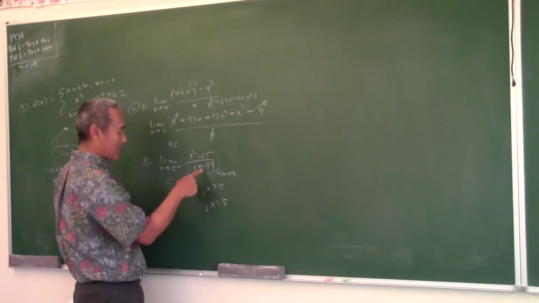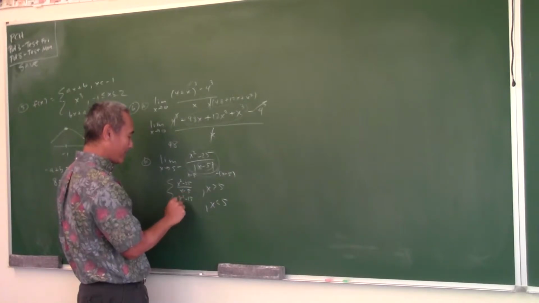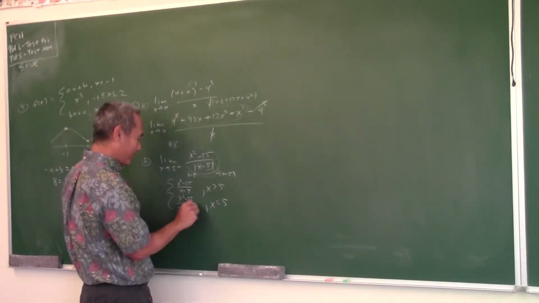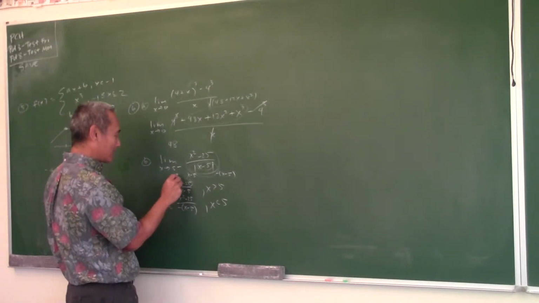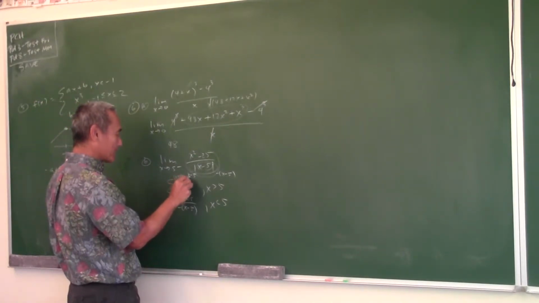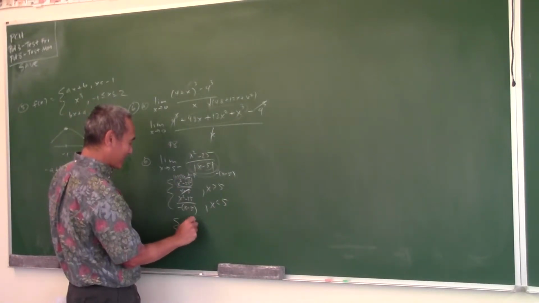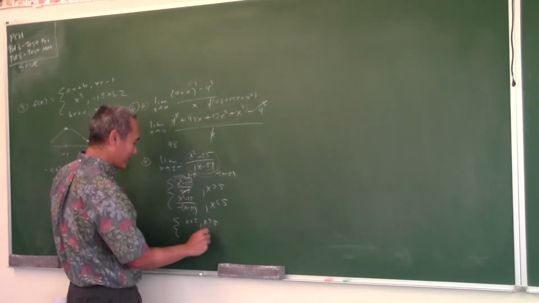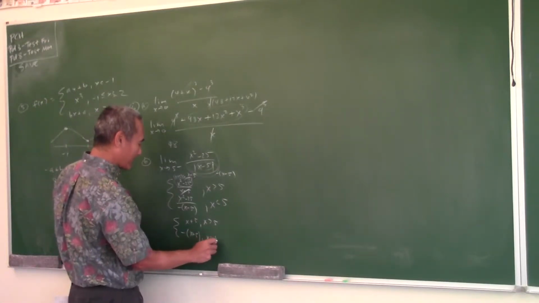And then as x is less than 5, the inside is negative, so you negate it, and you get x squared minus 25 over negative x minus 5. But do you notice that this can be simplified? This is x plus 5 times x minus 5. The x minus 5's cancel, and so you just have x plus 5 when x is greater than 5, and negative x plus 5 when x is less than 5.